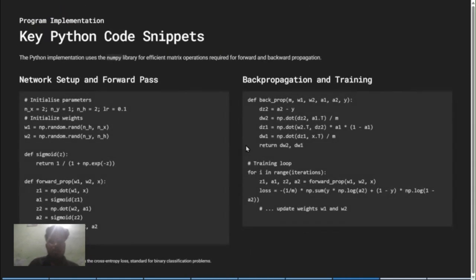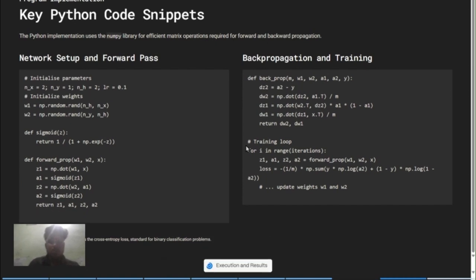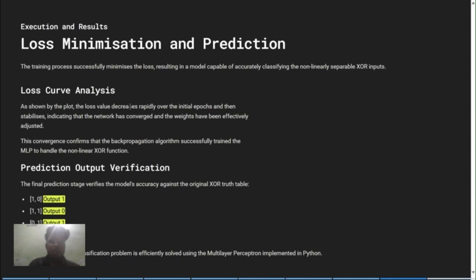These are the key Python codes. First one is initializing the parameters and weights, then defining the activation function sigmoid, forward propagation and backward propagation, and the final one is training, which is the iteration loop, loss minimization and prediction.